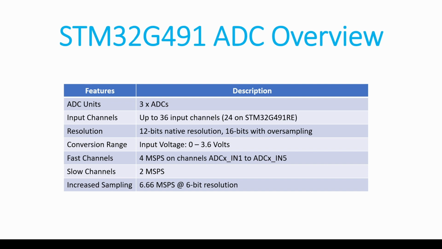It is possible to increase the sampling speed to even higher numbers by dropping the resolution to 10, 8, or even 6 bits. As an example, if one were to reduce the resolution to 6 bits, a sampling speed of over 6.5 megasamples per second is possible. However, it is important to note that not all of the channels can reach the 12-bit 4 megasample per second speeds. Only the fast channels, channels 1 through 5 on ADC 1 and 2, are rated for this. All other channels are considered slow channels and max out at 2 megasamples per second.